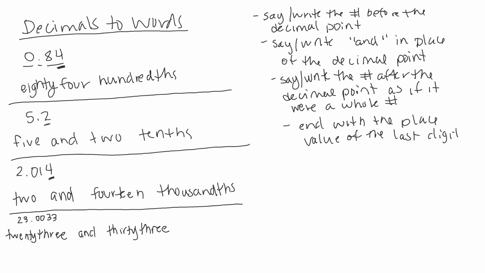And then the place value of the very last digit. Well, the last digit is 4 decimal places in. The power of 10 that has 4 zeros is 10,000. So this would be 23 and 33 ten-thousandths. And that's all she wrote. Okay. One more.